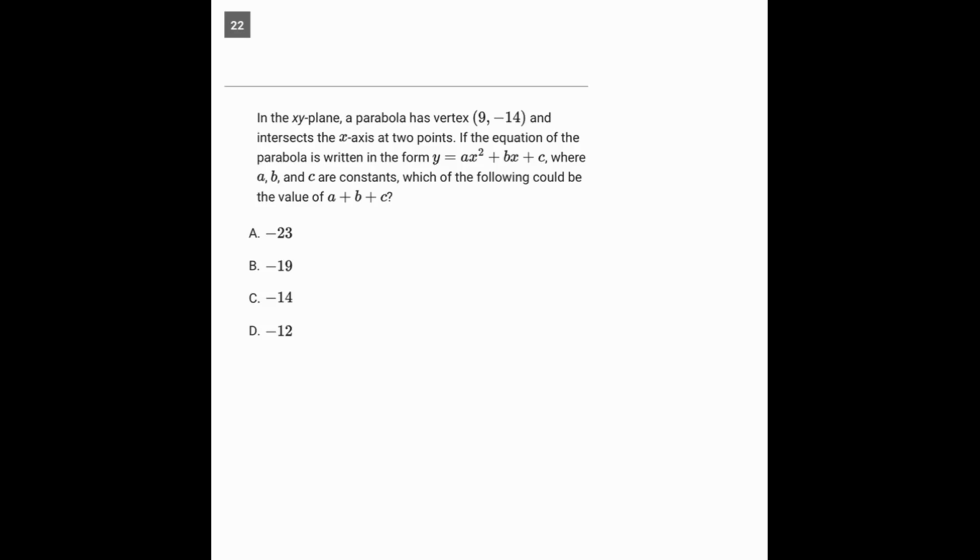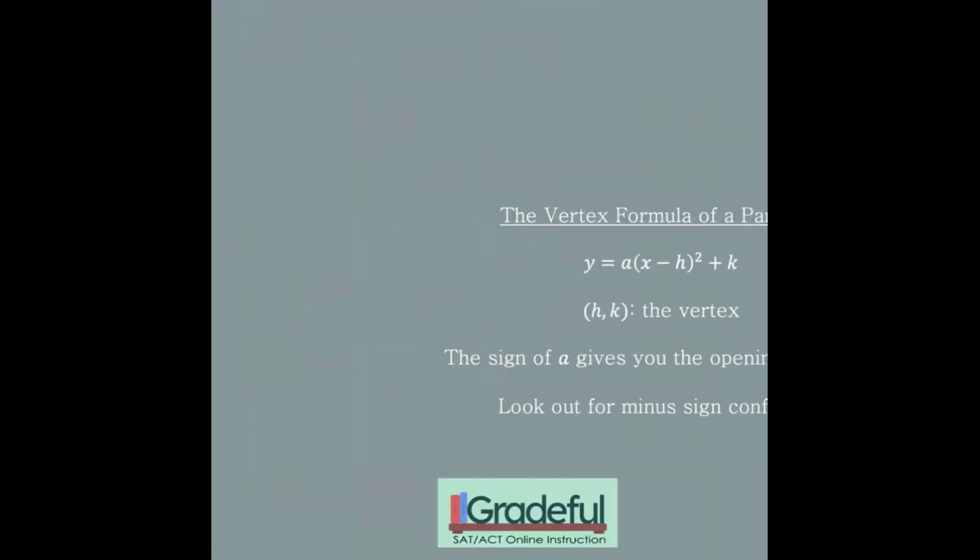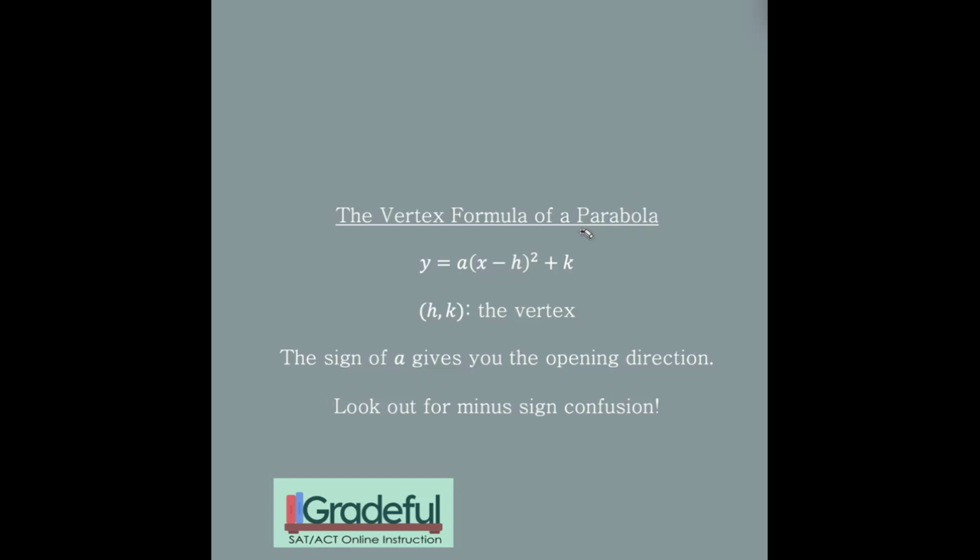Now going to question 22. Here we have a parabola with a vertex, and we know the coordinates of the vertex, 9 and 14. That means that we can use the vertex formula of the parabola that looks like this, where h and k are the x and y values of the vertex.